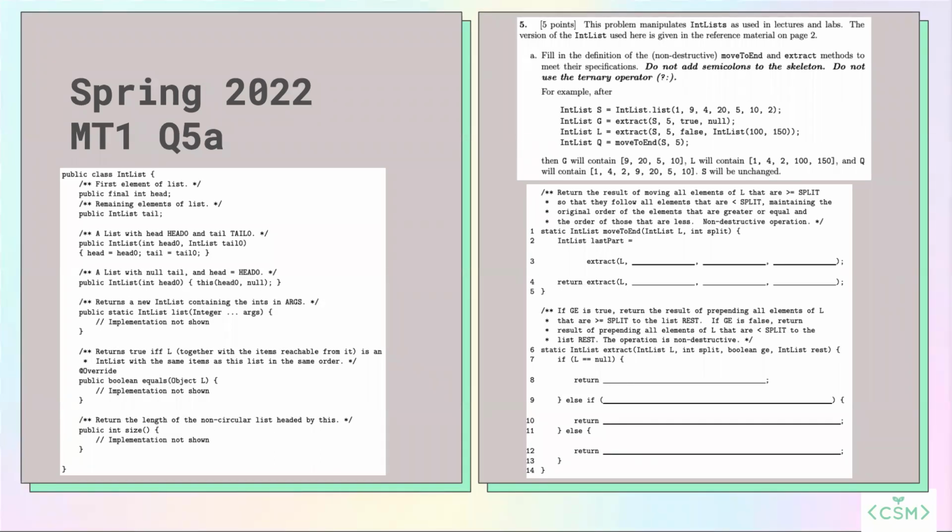That was a mouthful, but don't worry, I'll give you some time to digest the methods. The next one is extract. It takes in 4 arguments: an int list L, split, a Boolean GE, and another int list rest. If GE is true, return the result of prepending all elements of L that are greater than or equal to split to the list rest. If GE is false, return the result of prepending all elements of L that are less than split to the list rest. Again, the operation is non-destructive.